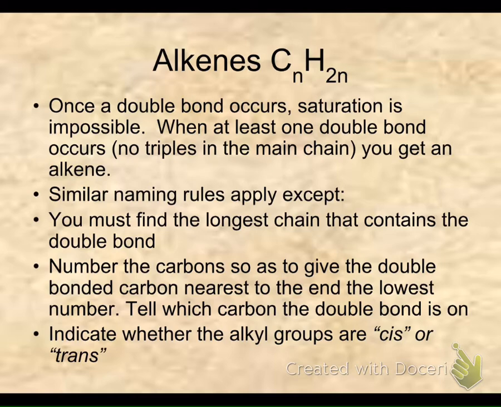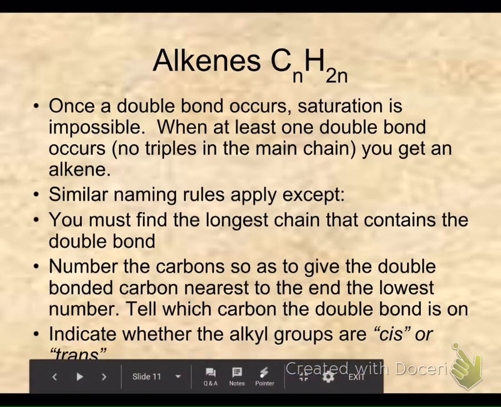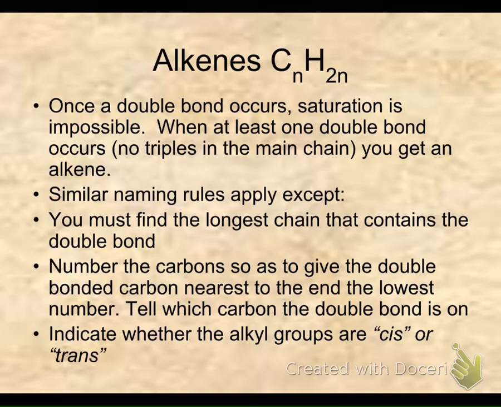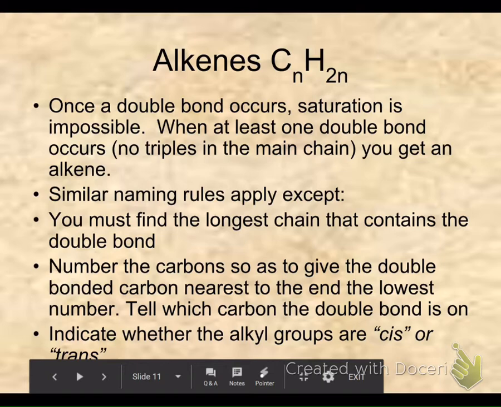Okay, so you still find the longest chain possible. Once you find it, give it that prefix, meth, eth, propa, buta, whatever. And instead of ane now, we're going to call it an ene because of the double bond. So we can have things like ethene, propene, butene, decene. The only difference is ene. We learned about the isomers, cis and trans, in the previous video. So with these alkenes, we can also give the information about the cis or trans depending on what's happening around that double bond. Are the big branches on the same side of the double bond, or are they on opposite sides? We'll see some practice on that in class.